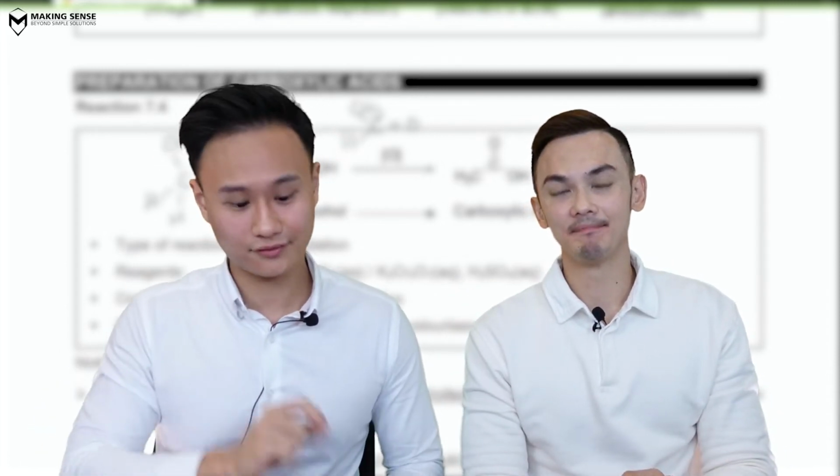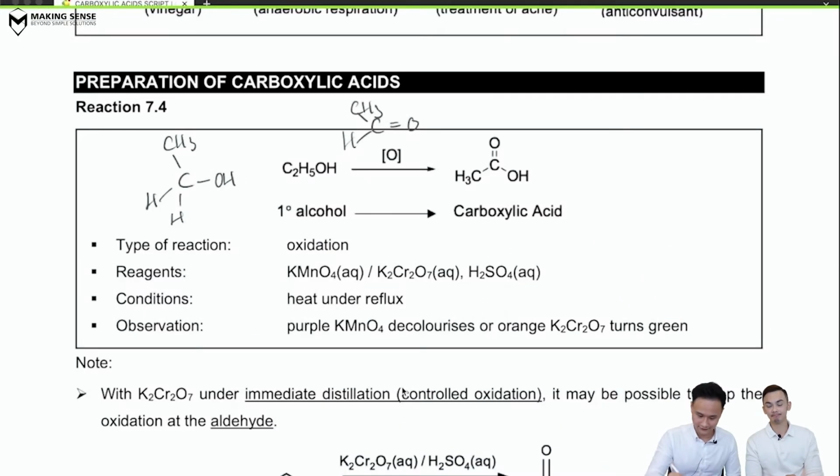So let's take a look at the first one, reaction 7.4. What we have here is a primary alcohol, and we're going to oxidize it to a carboxylic acid. Remind yourself what a primary alcohol is. The carbon bonded to the OH group, Mr. William, is bonded to how many R groups? Just one if it's primary. Just one, right?